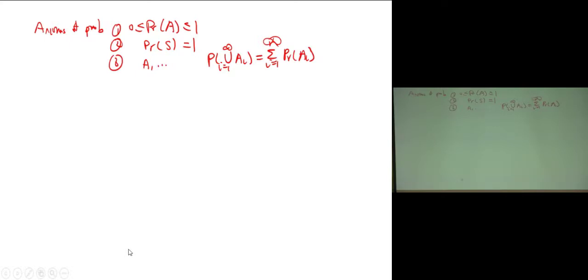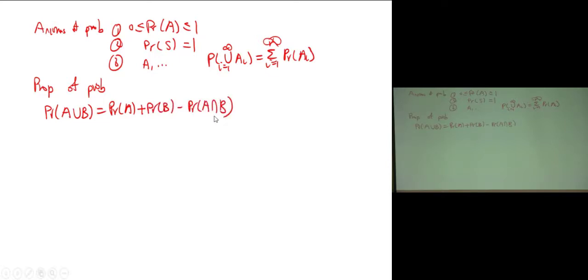All right, so this is important. Properties of probability. I think this one is very important and you have to know it. Probability of A union B is equal to probability of A plus probability of B minus probability of A intersect B. This is one of the most frequently used properties of probability of two events. The probability of the union of two events does not equal probability of A plus probability of B, but equals probability of A plus probability of B minus the intersection.